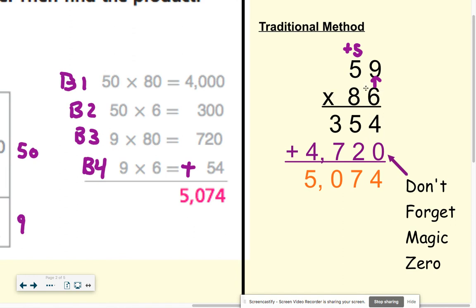Now you do 6 times the tens digit. You have to multiply the 6 by both digits on the top. 6 times 5 is 30. Plus 5, we get 35.